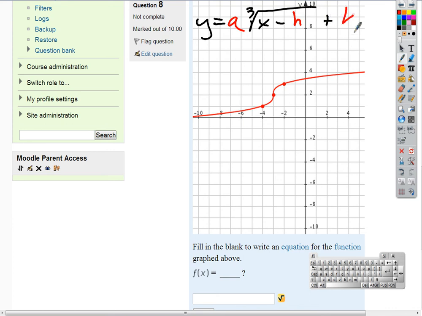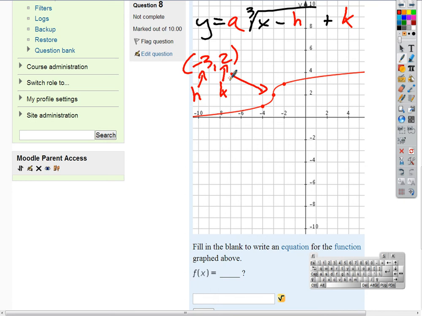What are the h and k? The x and y coordinates of the special point. It's not truly a vertex, but it's that point right there, isn't it? So what are the coordinates of that point? Looks like it's -3, +2. So that's h. That's k. There's 2 of them, right? And then remember what a was.